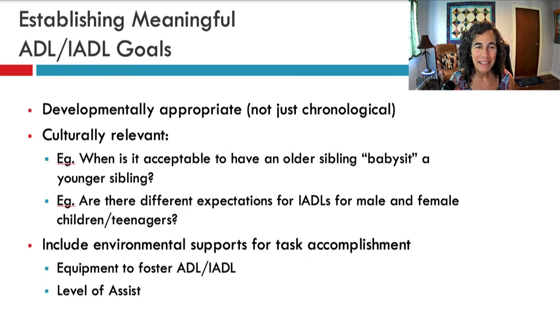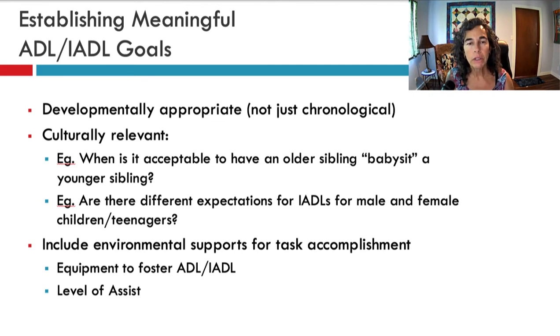All right, then we talk about establishing meaningful goals for ADLs and IADLs. So we want to make sure that they are developmentally appropriate, not just chronologically appropriate, right? So some of our kids are not going to act like their chronological age, especially a child potentially who has an intellectual disability, right? So they're not going to act like they're 11 years old.